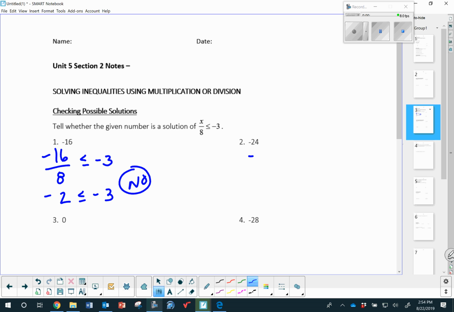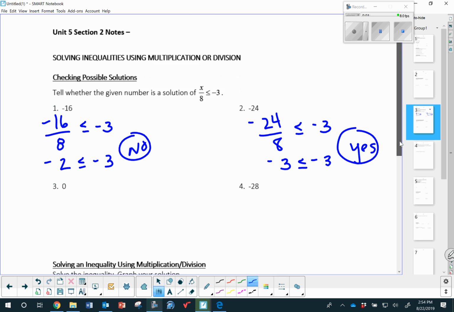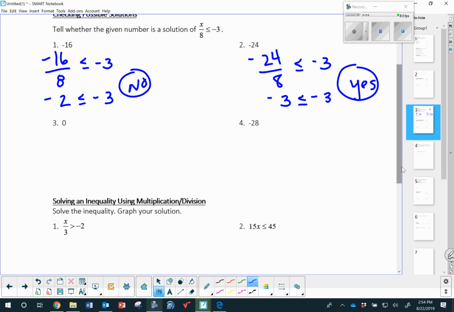Negative 24, we're going to do the same thing, over 8, less than or equal to negative 3. Negative 3 is less than or equal to negative 3. So yes, that solution works. All right, let's try 0. 0 divided by 8 less than or equal to negative 3. 0 less than or equal to negative 3. The answer is no.